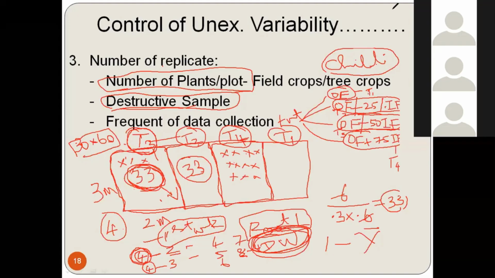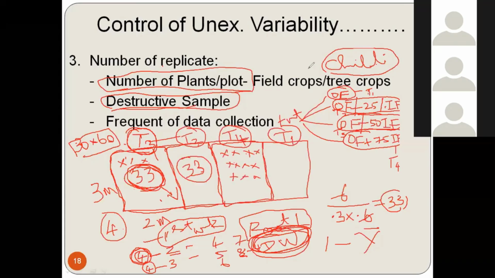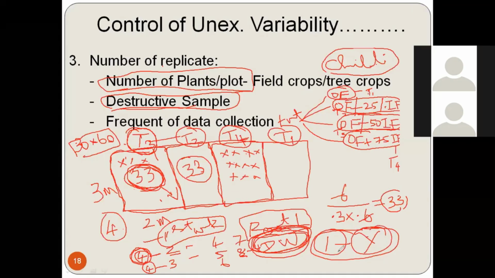If you don't have plans to measure, because we now have only 1 plant left to measure yield. You have uprooted all the plants for dry weight or root length or whatever it is. Ultimately, you have 1 plant to measure the yield. Is it a good criterion to measure using only 1 plant? No, we need several plants to measure.